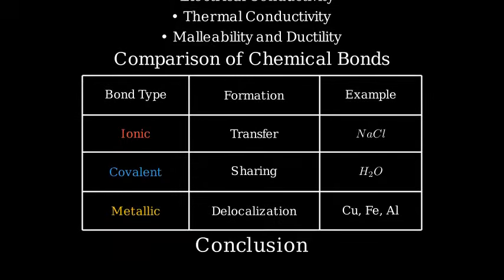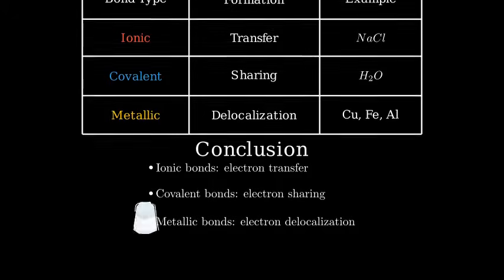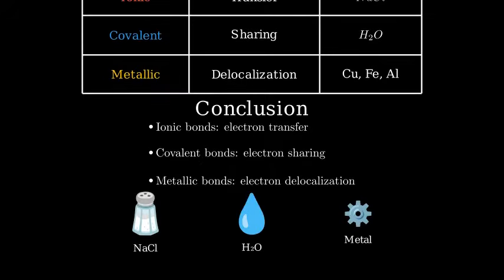To wrap up, chemical bonds are fundamental to understanding how matter behaves. Ionic bonds form through electron transfer, covalent bonds through electron sharing, and metallic bonds through electron delocalization. These different bonding types explain the vast diversity of materials we encounter in our daily lives, from the salt we eat to the water we drink and the metals in our technology.